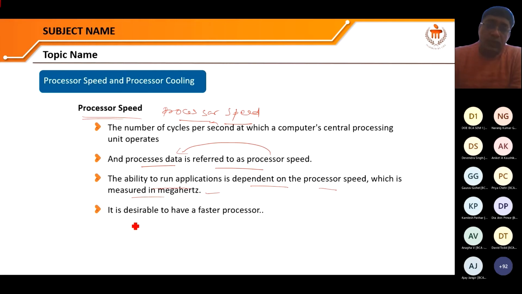So when the processor is running in this faster manner, it generates heat. If it generates heat, and you have seen in a laptop, in a CPU, there are multiple devices. If the CPU generates heat, this heat can affect devices like RAM, ROM, motherboards, and all these things can be affected by the heat.